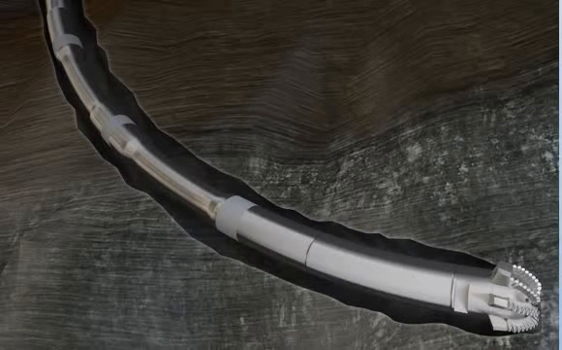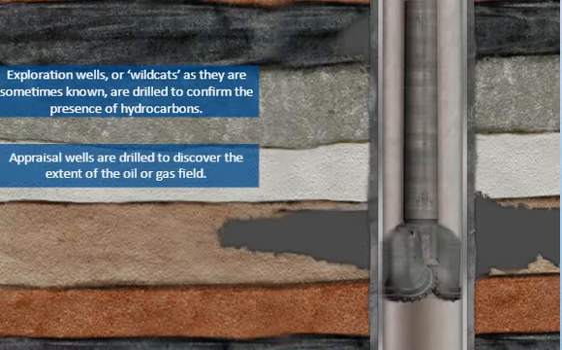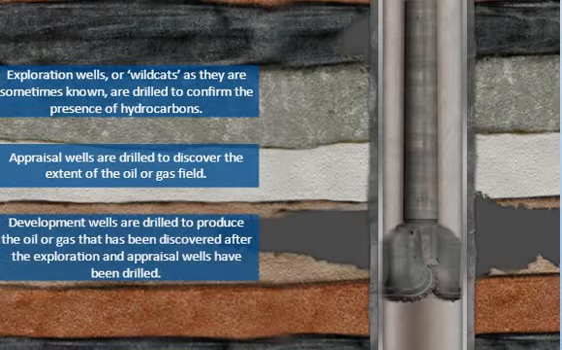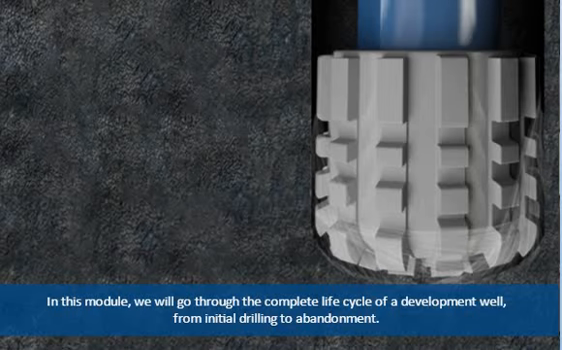Construction of any well will follow a series of defined steps, although the steps may vary slightly depending on the type of well being drilled. Exploration wells, or wildcats, as they are sometimes known, are drilled to confirm the presence of hydrocarbons. Appraisal wells are drilled to discover the extent of the oil or gas field. Development wells are drilled to produce the oil or gas that has been discovered after the exploration and appraisal wells have been drilled. In this module, we will go through the complete life cycle of a development well, from initial drilling to abandonment.